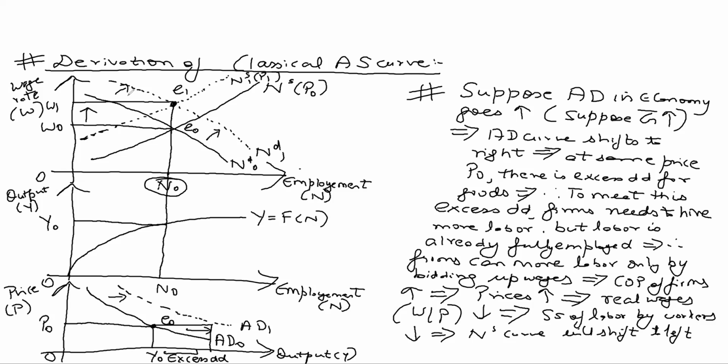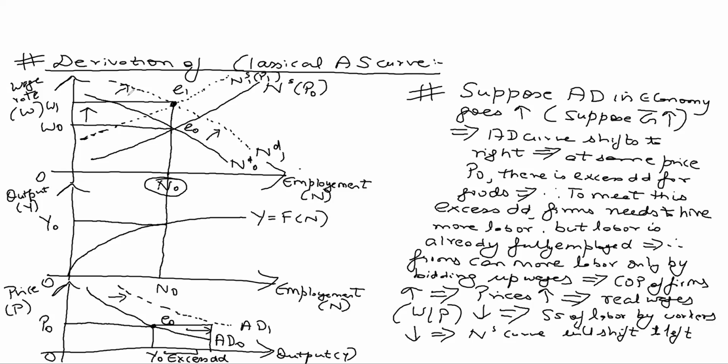Now when prices increase, what do workers realize? Workers realize that even if our nominal wages have gone up, prices have also gone up, which have caused our real wage to fall. And workers do not care about nominal wages. Workers care about real wage.